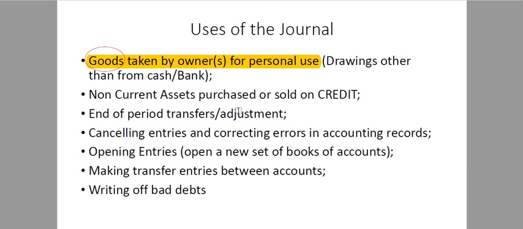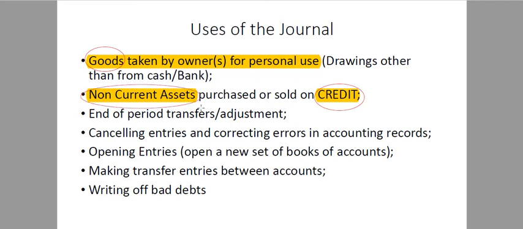The next one is non-current assets purchased on credit. Again, we'll highlight and we'll circle the word on credit. So the key word is, if a non-current asset is bought on credit. So 2 things are important. It has to be a non-current asset, and it has to be bought on credit. So we'll circle the non-current asset also.